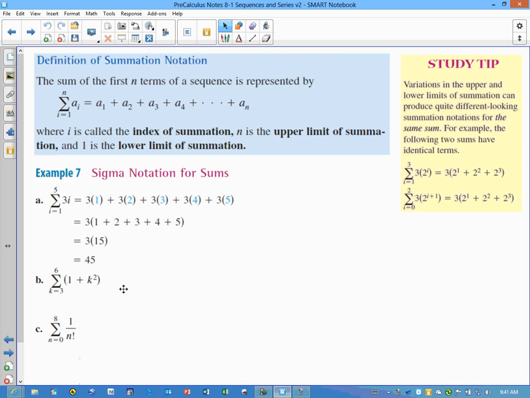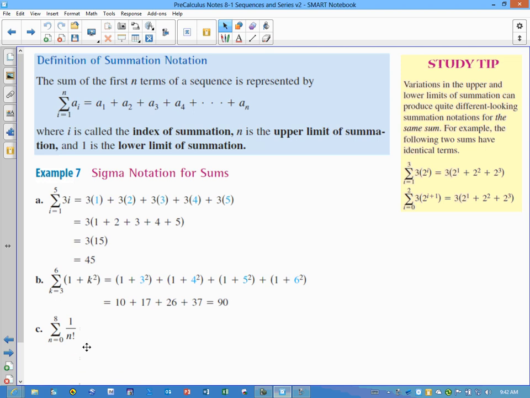Alright, for the second one, we're taking the sum as k goes from 3 to 6. You don't always have to start at 0 or 1. So notice how the first thing we do is substitute in 3. So it's 1 plus 3 squared, then 1 plus 4 squared, 1 plus 5 squared, 1 plus 6 squared, etc. So that's 9 plus 1 is 10, 16 plus 1 is 17, 25 plus 1 is 26, etc. Add them all together, you get 90.